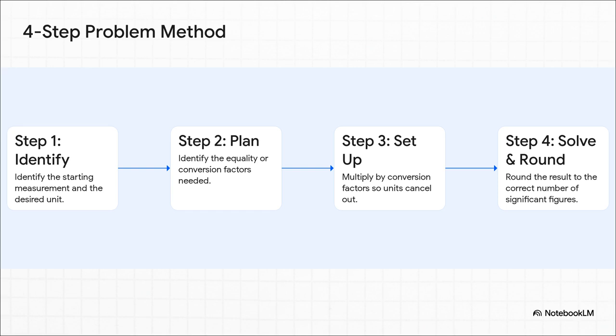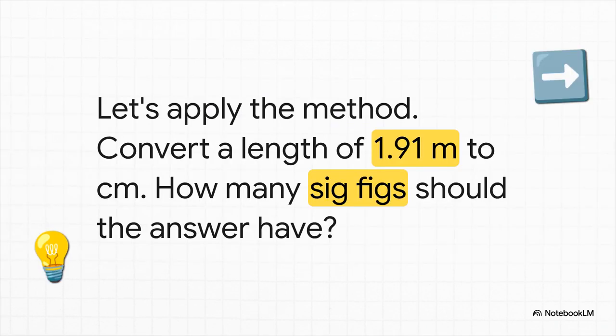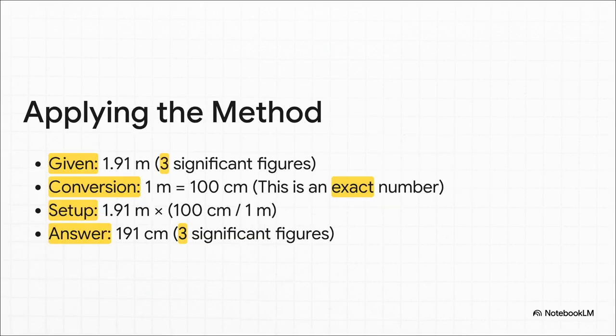Let's see it in action. So, here's a nice, straightforward conversion. We need to convert 1.91 meters into centimeters. Okay, so we start with what we're given, 1.91 meters. That has 3 sig figs. Now, our conversion factor, 100 centimeters in 1 meter, that's a definition. It's an exact number, which means it has infinite significant figures, so it's not going to limit our precision. The only thing that limits us is our original measurement. So we started with 3 sig figs. Our answer has to have 3 sig figs, 191 centimeters.